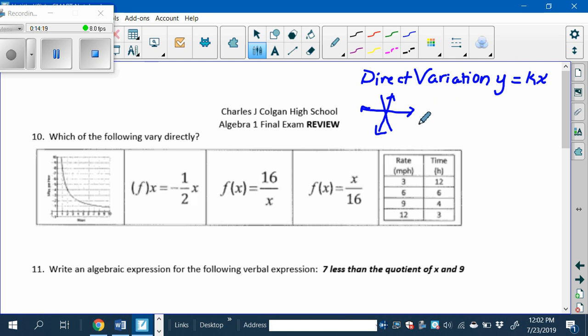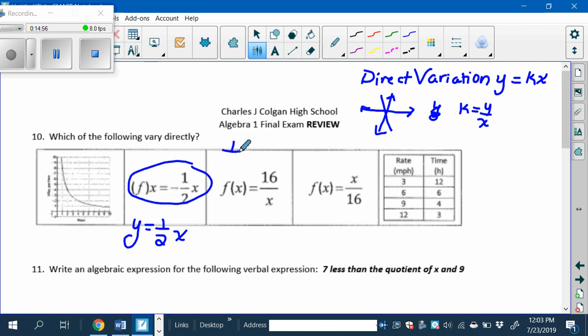And then for each one, you're going to calculate k. So k is equal to y divided by x. And for each one of these, the values are going to be the same. So first of all, this is not direct variation because it's not a line. This one is, because this is the same thing as y is equal to 1/2 of x, all right? This, however, is indirect variation, so that is not one.